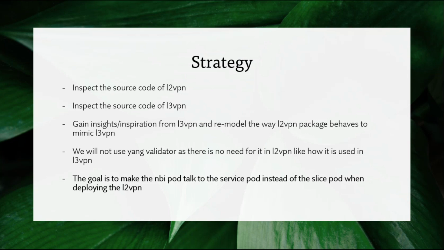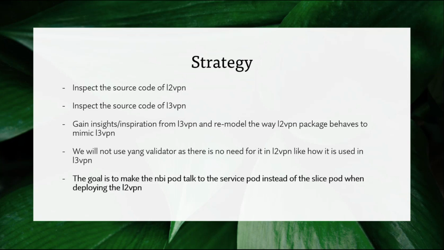So by looking at L3 VPN, we will get an idea, an insight on how to redefine the L2 VPN. The goal is about the NBI pod, which is one of the pods that make up TFS. When you deploy the L2 VPN, it talks to the service pod. It talks to the slice pod because it's defined as a network slice. But what we want to do is make it talk to the service pod so it can be deployed as a service instead of a slice.